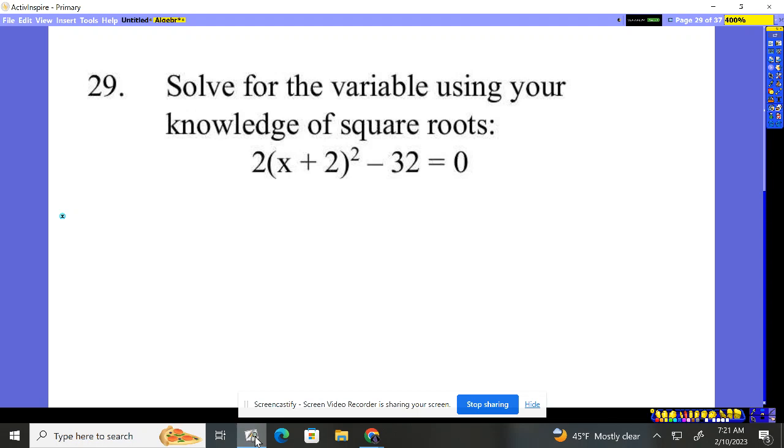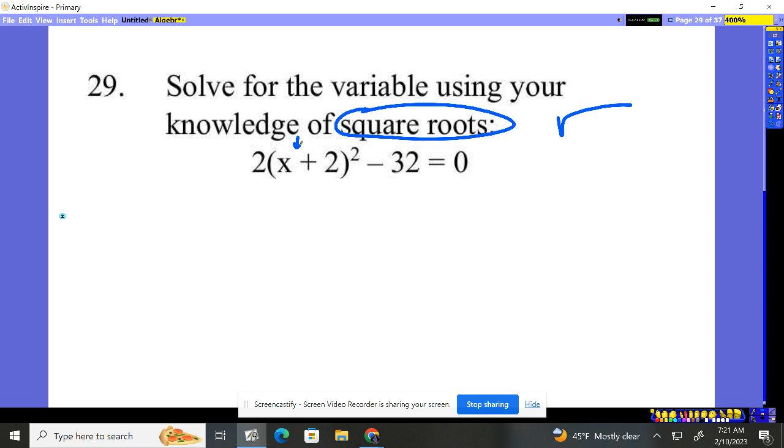Number 29, solve for the variable using your knowledge of square roots. I actually tried to give you a hint that you're going to have to end up taking the square root somewhere in this problem. Okay, so if we start, we're trying to isolate the x. Well, it's being added to 2 and it's being squared, then being multiplied by 2, and all of that's being subtracted by 32, 32 is being subtracted from it.